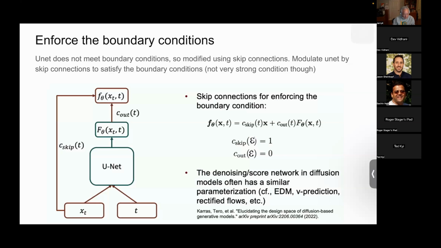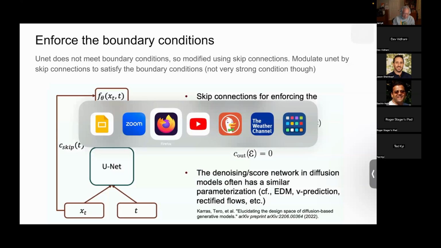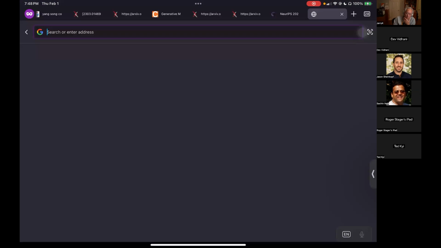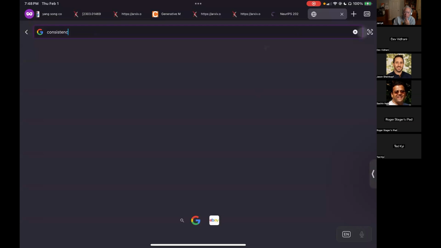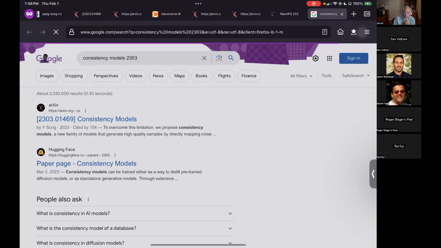Yeah, so my question is, is C skip equal to 1 only when T is epsilon, or does it smoothly approach that as T approaches epsilon? I don't know how they implement it. I haven't looked at the code. I would think the answer would be time is less than or equal to epsilon, right?